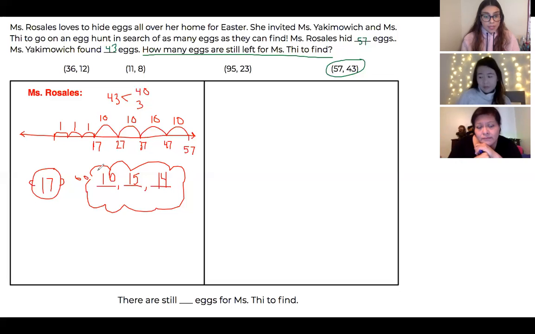Thank you for that, because that really zoomed in on that last process. So we use the number line to skip back 10 hops. And then you showed us how you did the 1 because you decomposed that 43 into 40 and 3, and how you took away the 3 from 17.